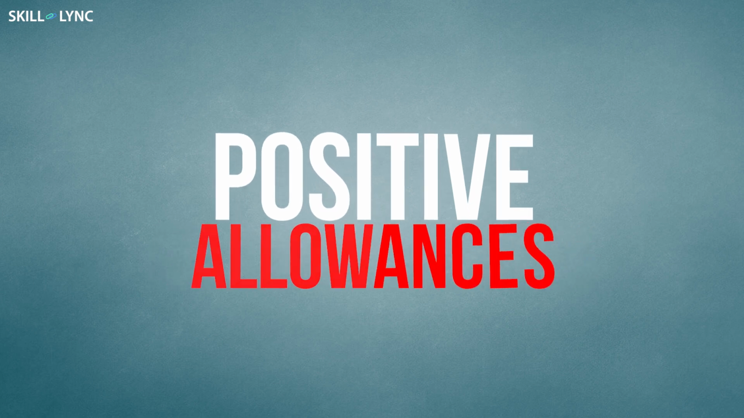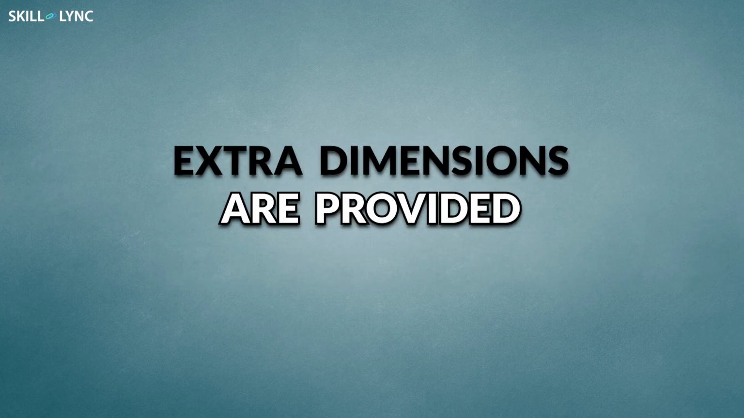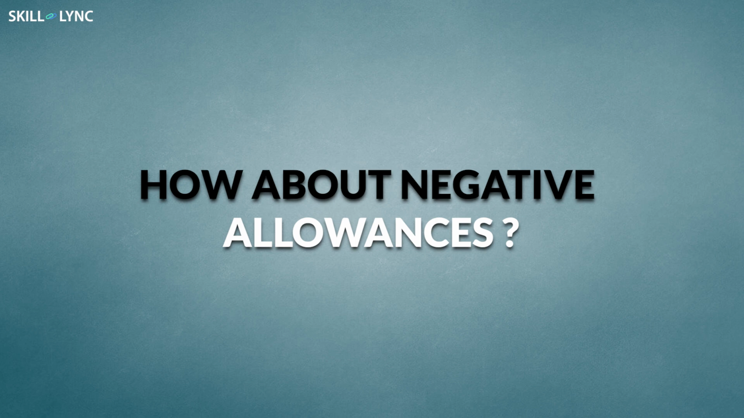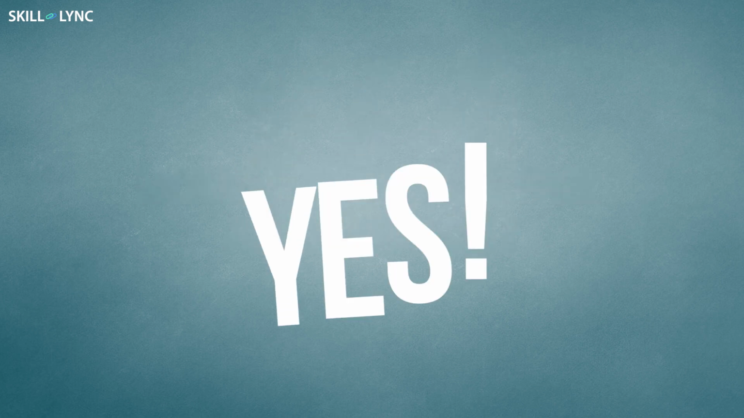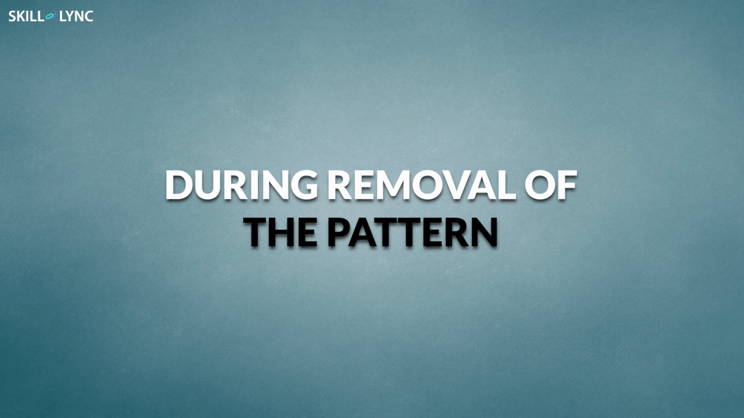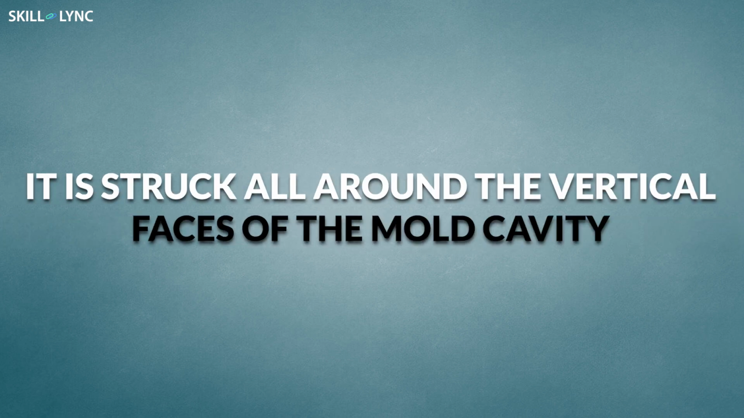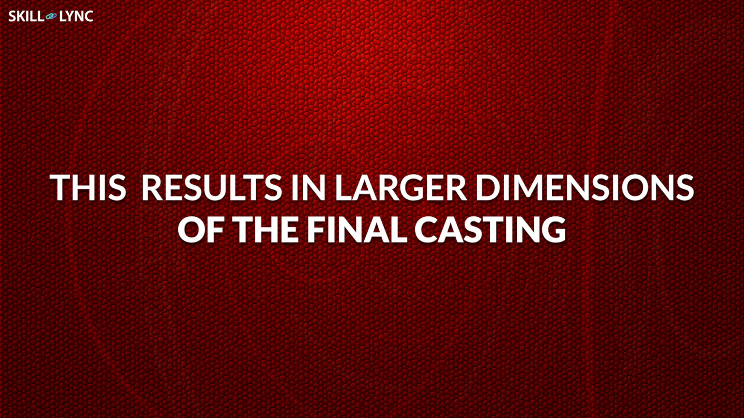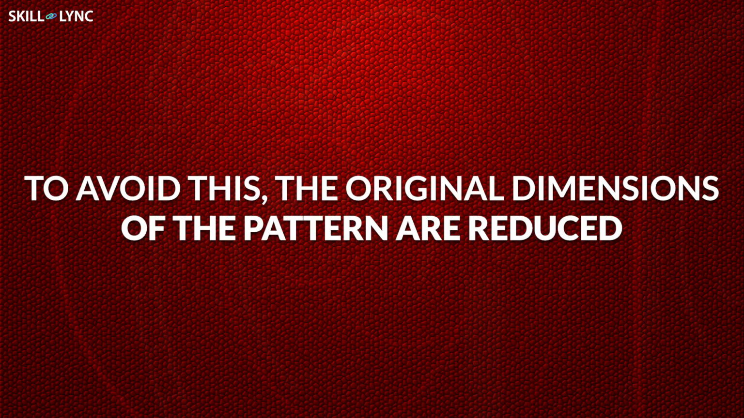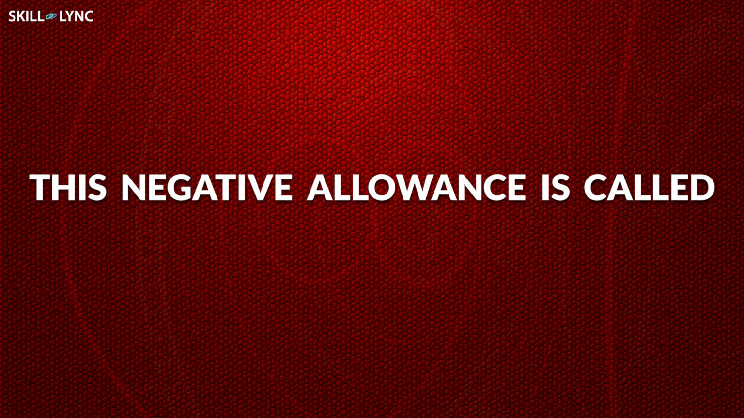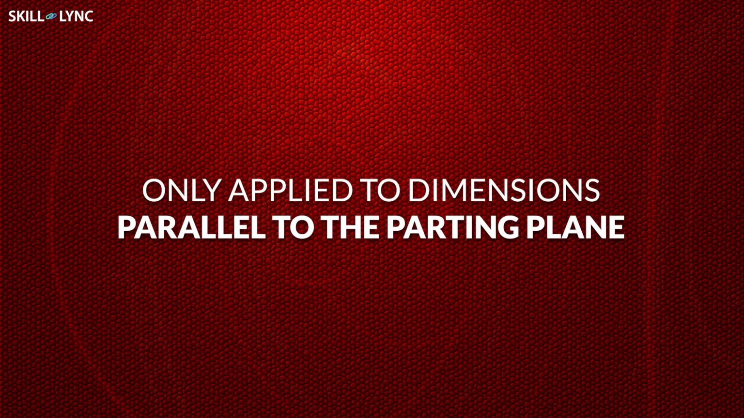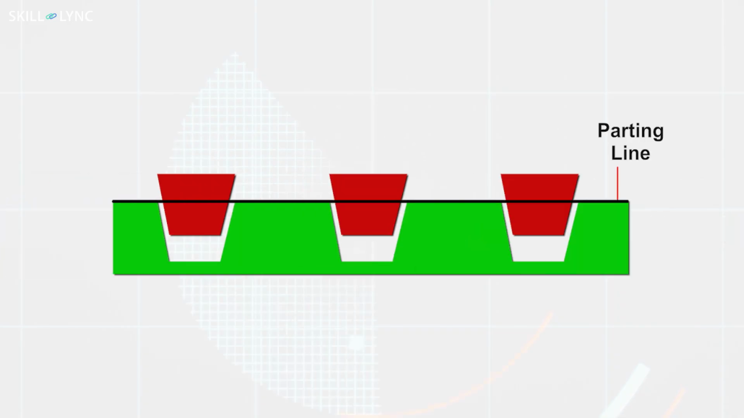So far, we have discussed only positive allowances, in which extra dimensions are provided to the pattern. How about negative allowances? Do you guys think that it is possible? Well, of course it is. When the pattern has to be removed from the sand mold, it has to be struck all around the vertical faces to enlarge the mold cavity and facilitate its removal. Because of this, the dimensions of the final casting are larger than the required dimensions. Hence, the original dimensions of the pattern are reduced to account for this increase and to obtain a dimensionally accurate final casting. This negative allowance is known as shake allowance, and this allowance is applied only to dimensions which are parallel to the parting plane.